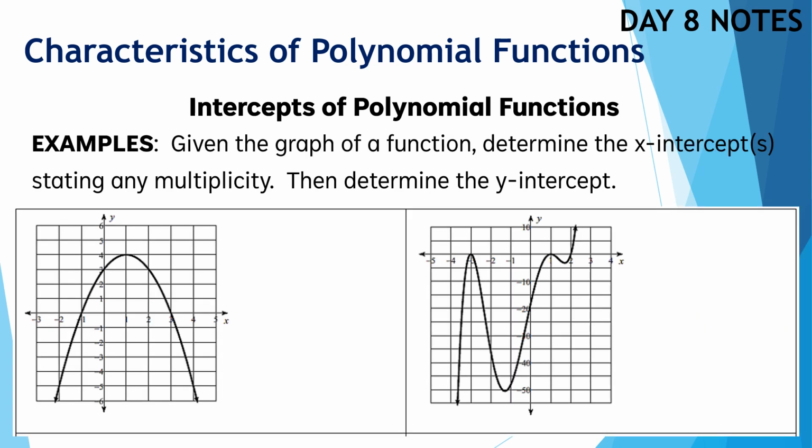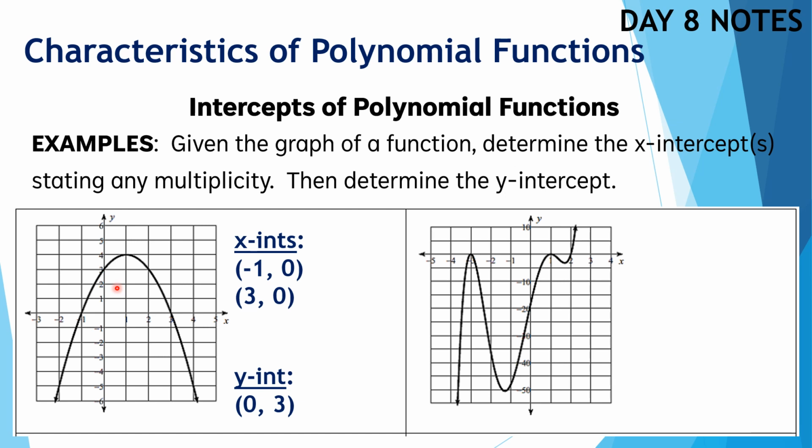Okay, first couple of examples. We need to determine the x and y-intercepts, as well as determine any multiplicity for an x-intercept. So our first example on the left-hand side, you'll see that we have an x-intercept over here at -1, and we have another x-intercept at 3. Each of them pass through once, so they have no multiplicity. So the x-intercepts would be (-1, 0) and (3, 0). We do have a y-intercept. It crosses the y-axis at y equaling 3, so that would be the ordered pair (0, 3).